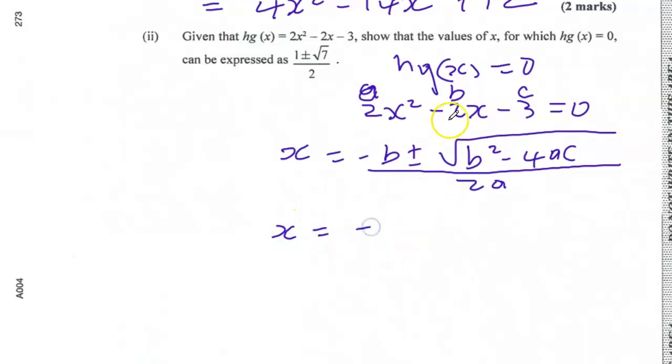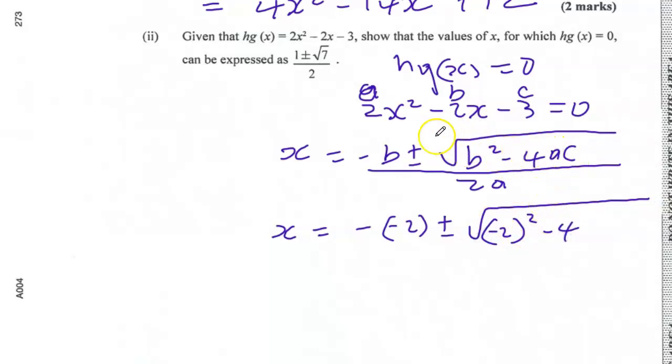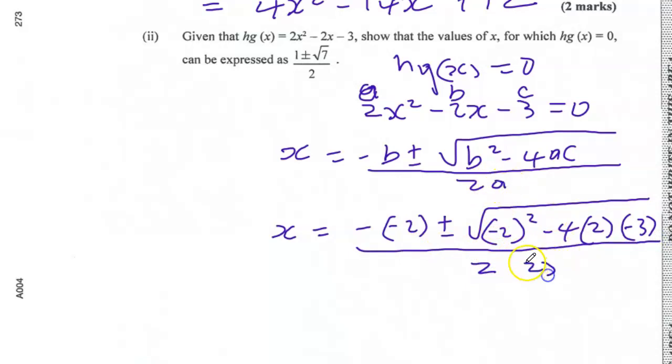So minus b, the value of b is negative 2, plus or minus the square root of b squared, so that's negative 2 squared, minus 4 times a, which is 2, times c, which is minus 3, all over 2 times a, so all over 2 times 2. a is 2, right?